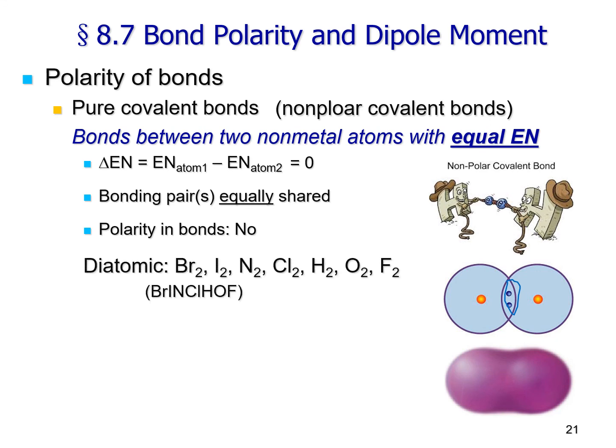And we've got quite many nonpolar covalent bonds in the pure substances, like diatomic elements: bromine, iodine, nitrogen, chlorine, hydrogen, oxygen, fluorine. There are 7 diatomic free elements. Some people come up with a mnemonic, Brinclhof, to help us memorize these 7 diatomic free elements.